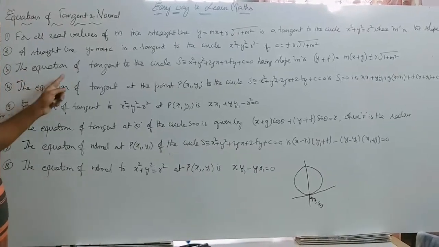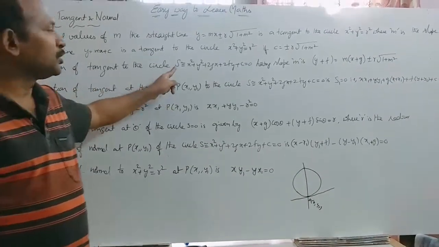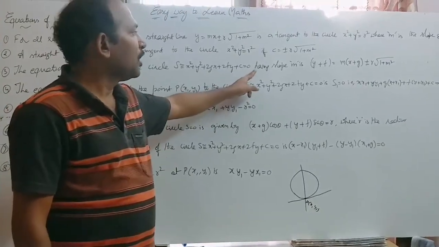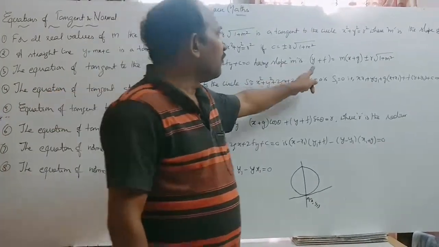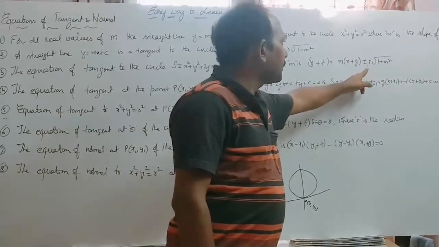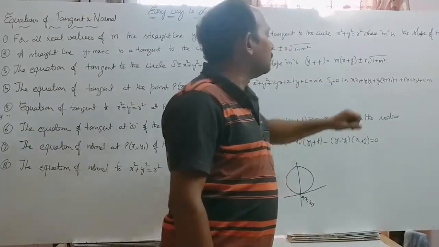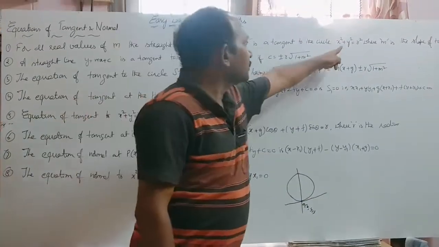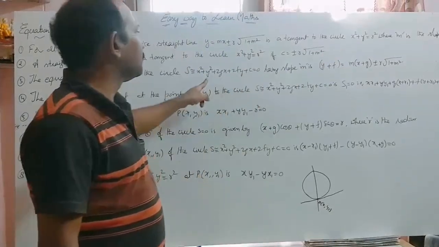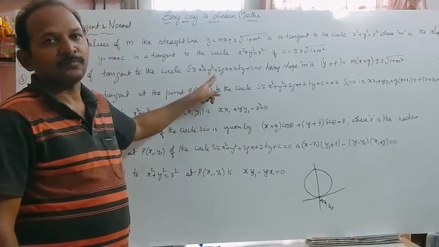Next, the equation of tangent to the circle in standard form x² + y² + 2gx + 2fy + c = 0, having slope m, is y + f = m(x + g) ± r√(1 + m²). Here the circles are different. Here the center is (0, 0), but here the center is (−g, −f).